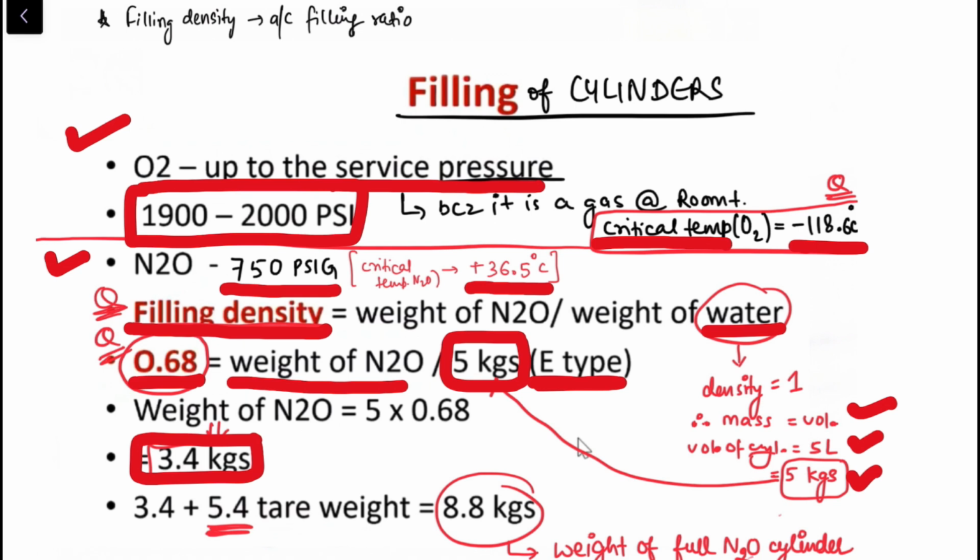Now the tare weight, or the weight of the empty cylinder, is 5.4 kg for an E type cylinder. So you can see that the total weight of a completely filled nitrous cylinder with a filling density of 0.68 is 8.8 kgs. This is how you check how much nitrous is left. Basically, you have to weigh a nitrous cylinder to know how much liquid nitrous is remaining in the cylinder.